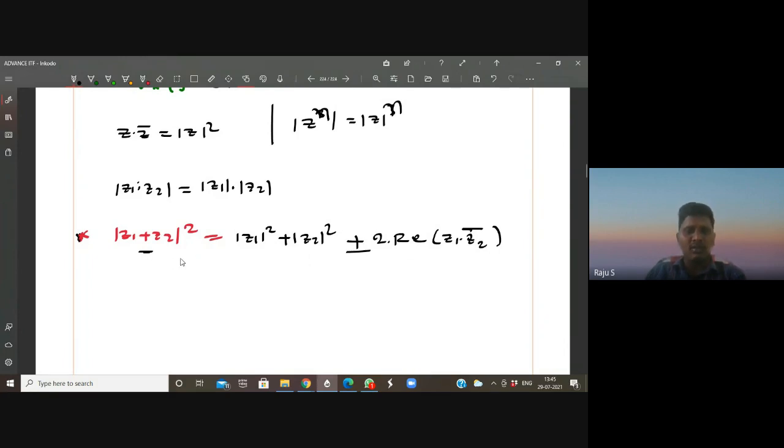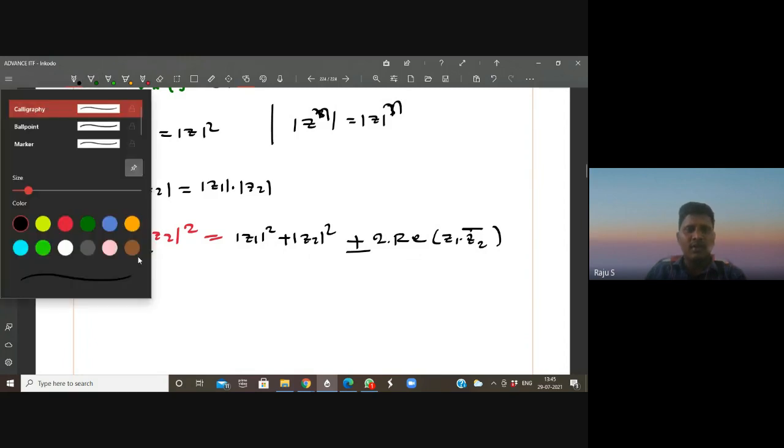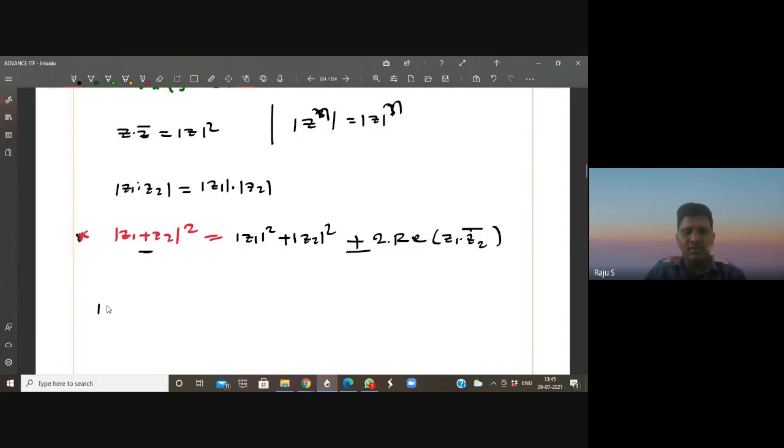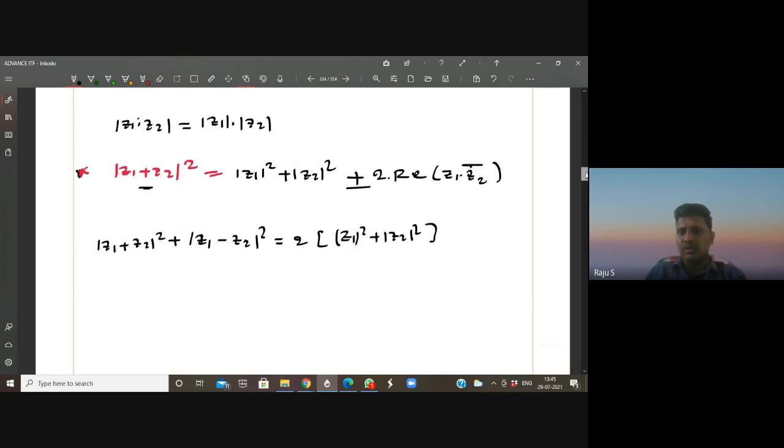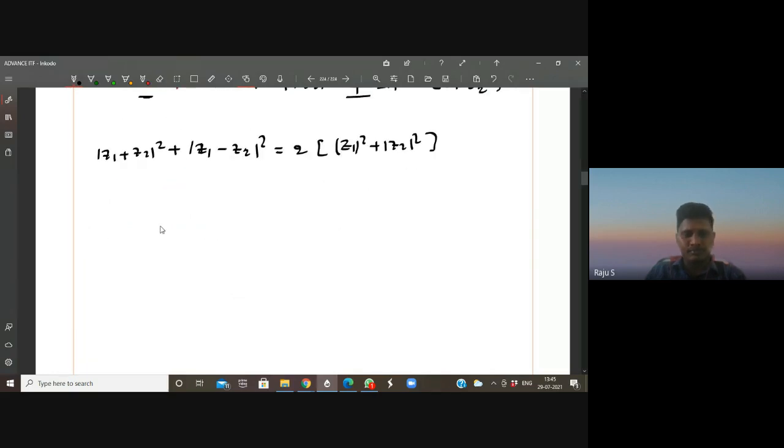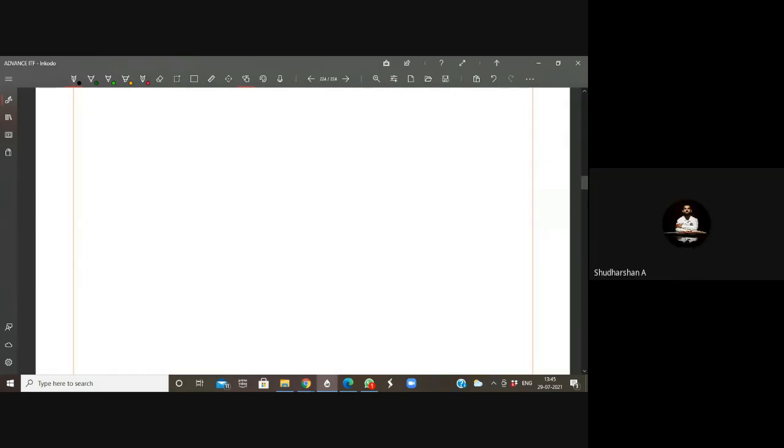In the same way, when we are adding these two, modulus of z1 plus z2 the whole square plus modulus z1 minus z2 the whole square, this is equal to what, students? When adding these two, the cross terms get cancelled, giving 2 times of modulus z1 square plus modulus z2 square. These are the simple properties. Okay, right. Next important concept.